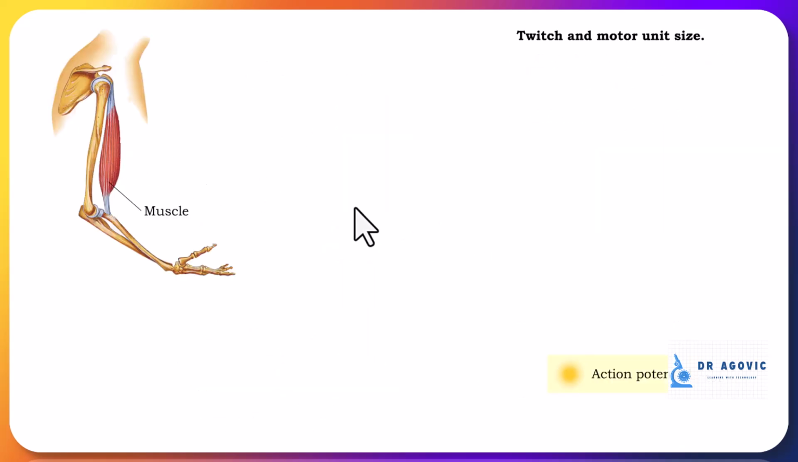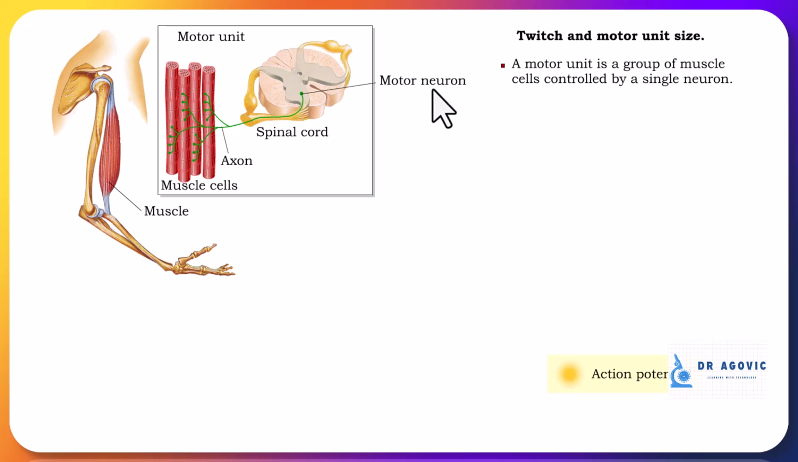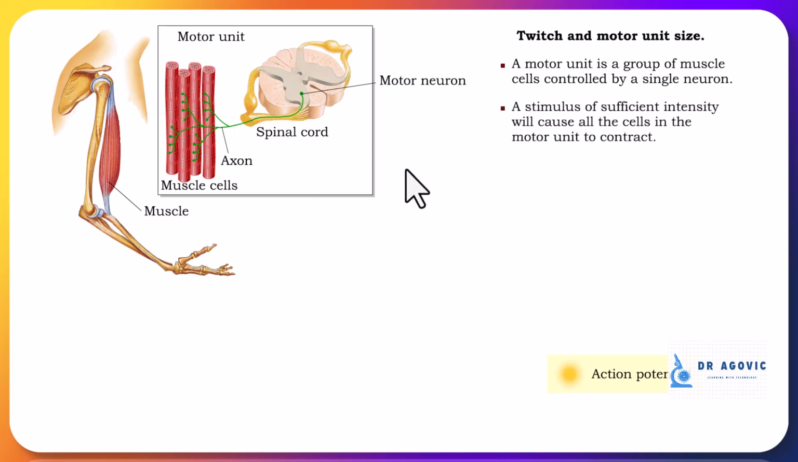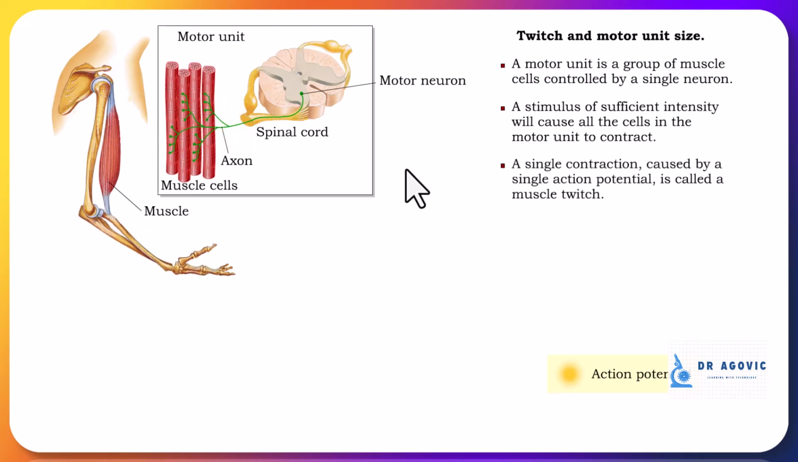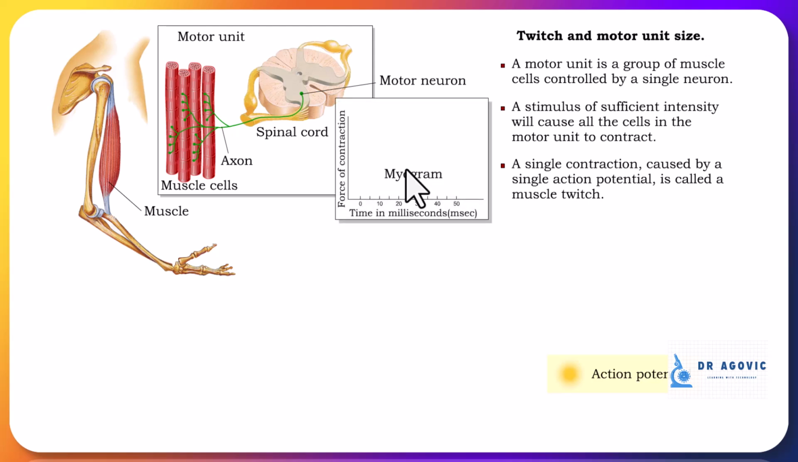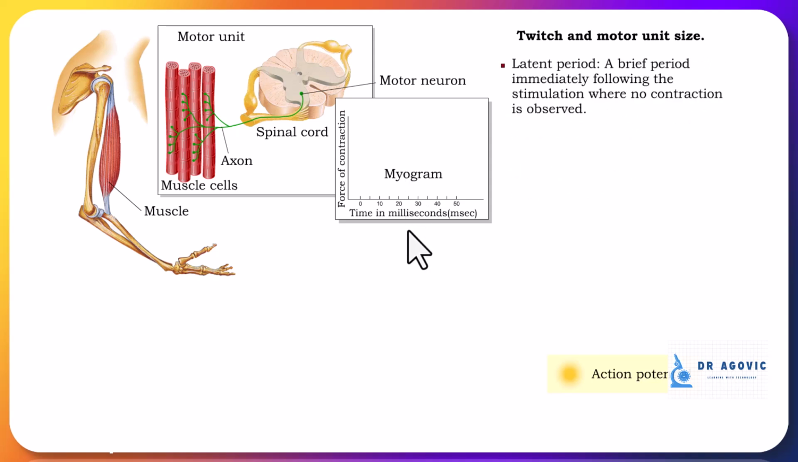Muscle contraction depends on the activity of groups of muscle cells. A group of muscle cells controlled by a single motor neuron is defined as a motor unit. When a stimulus of sufficient intensity is applied to a muscle through a single neuron, all the cells in the motor unit respond by producing a single contraction called a muscle twitch. The muscle twitch, which consists of several phases, can be recorded and traced on a myogram.